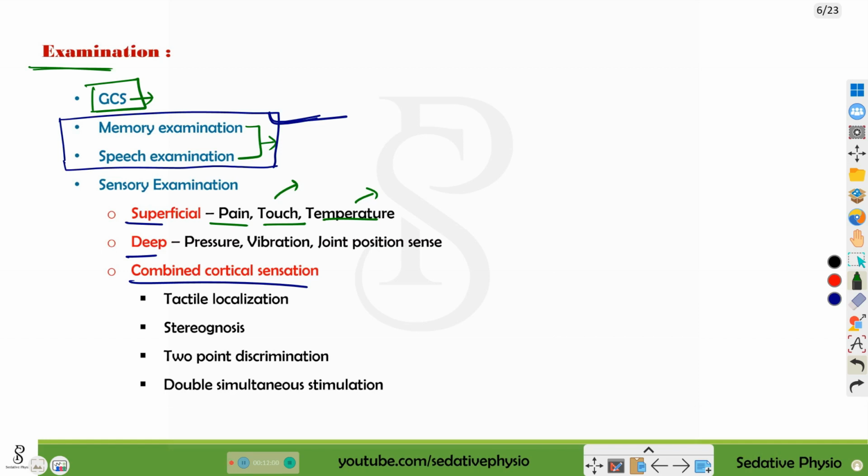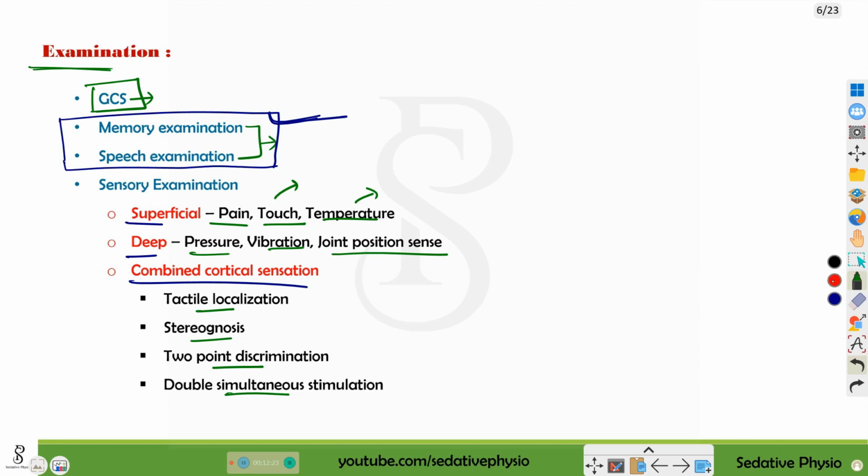the temperature or not. Now in the deep we have to go for the pressure, vibration and the joint sense. These three sensations are to be checked in the case of deep sensory examination. Now in the cortical, in the combined cortical sensation we have to go for the tactile localization, the stereognosis, two-point discrimination and double simultaneous stimulation.